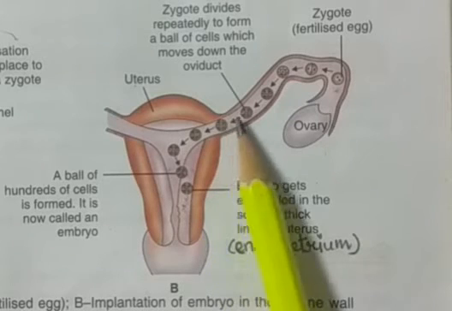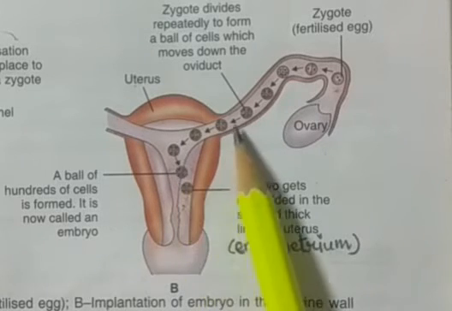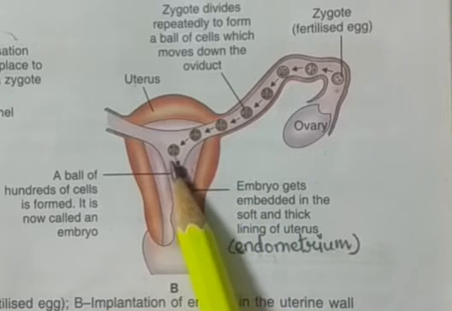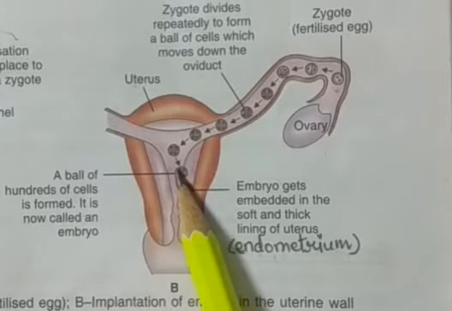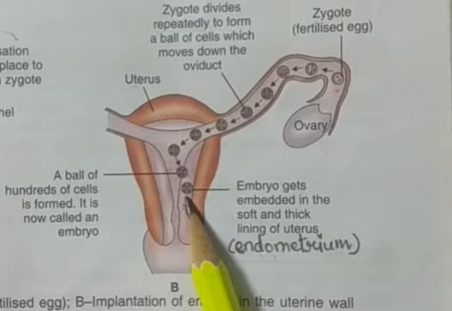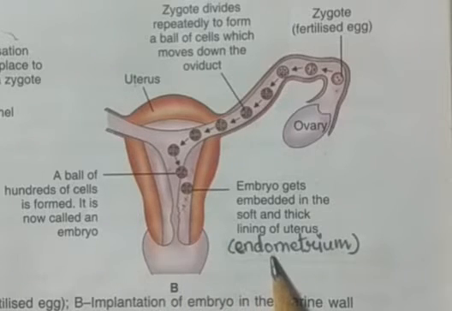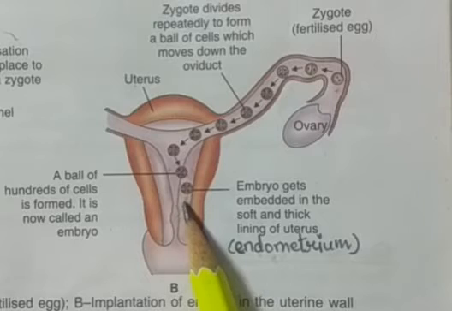called embryo. So when it comes into the uterus, descending from the oviduct, it forms a hollow ball of hundreds of cells and is known as embryo. Now this embryo gets embedded in the wall of the uterus. Now this wall of the uterus is known as endometrium and is a soft, spongy and thick lining. It has muscles, glands and a large number of blood capillaries. So the embedding of the embryo in the thick lining of the uterus is called implantation.